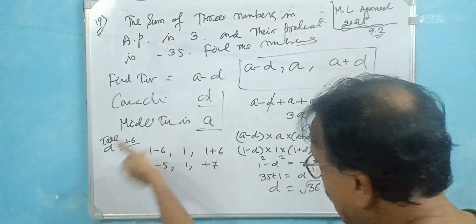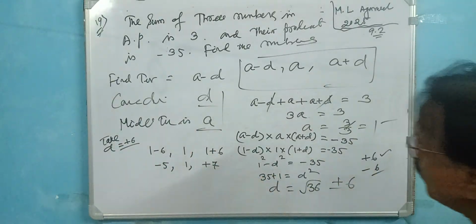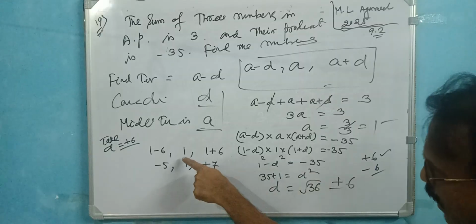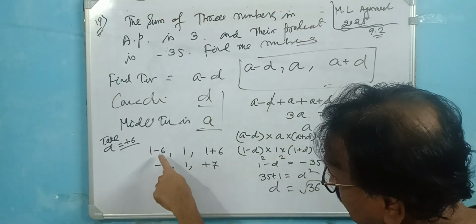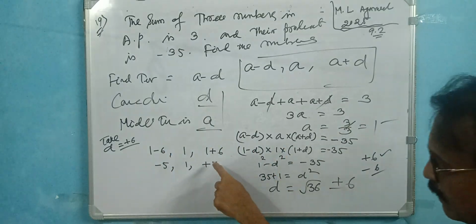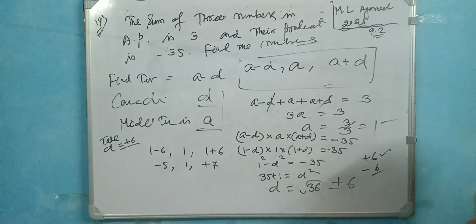When you take D as plus 6, then put the value. First, A is 1, you write A minus D. So this is 1 minus 6, minus 5. And this is 1 plus 6, 7. Okay, one answer is this.